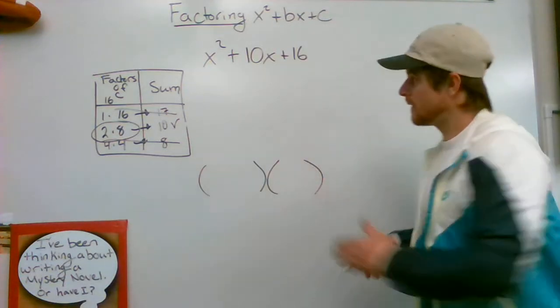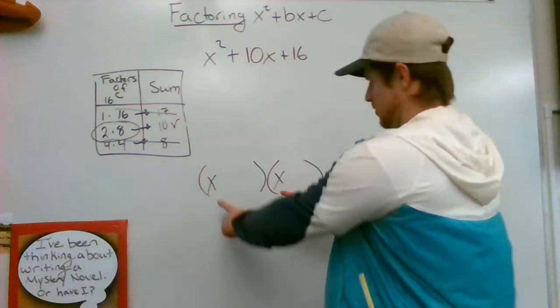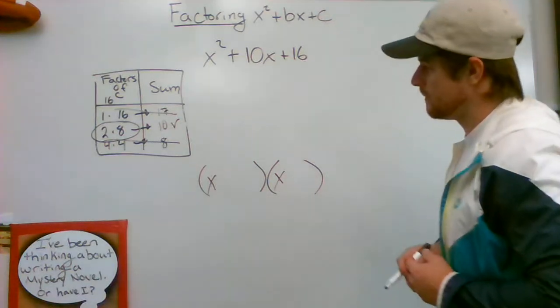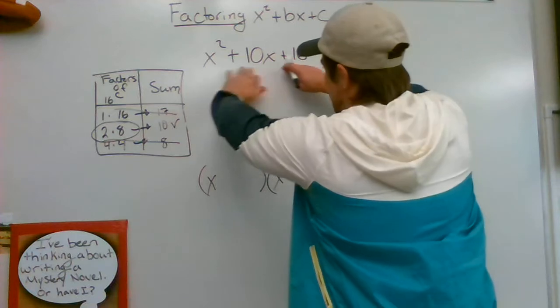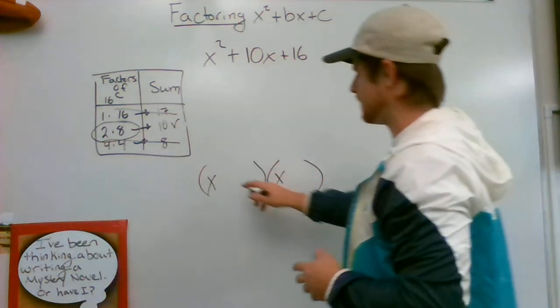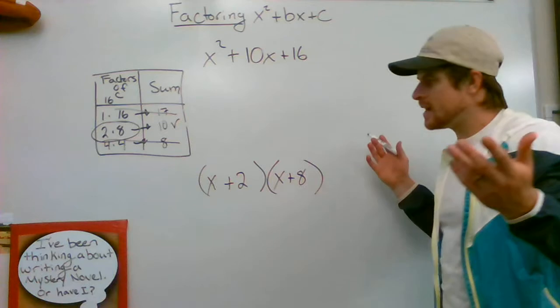So here we go. If I want to make an x squared at the beginning, I need to have an x and an x because those will multiply together to make x squared. Then I just want to use 2 and 8. Both of them are positive because everything in this scenario is a positive. And I'm going to say plus 2, plus 8. There I am. I'm done.